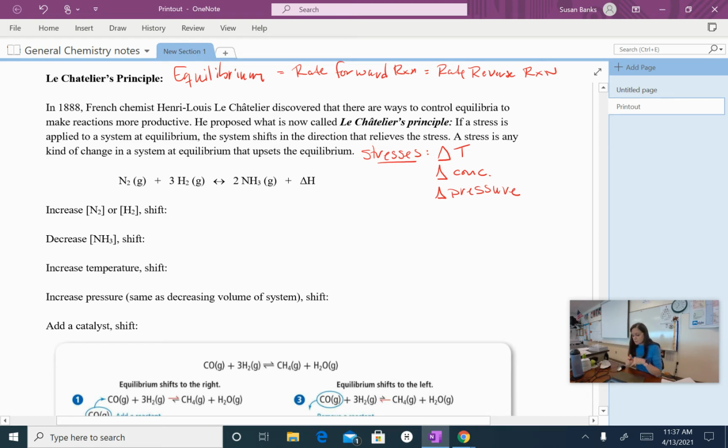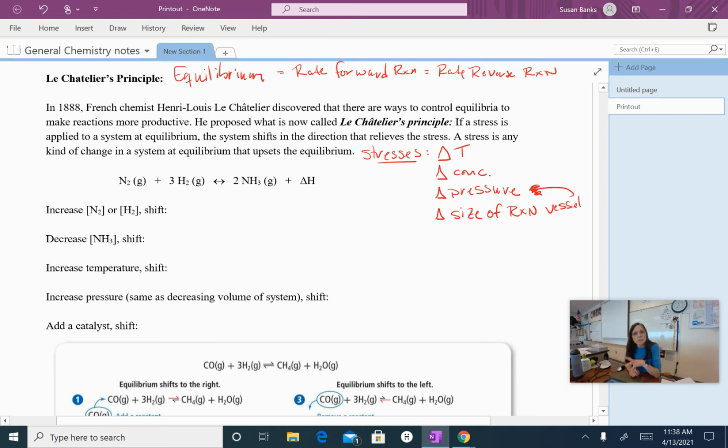And we can change the concentration, we can change the temperature, we can change the pressure, we can change the size of the reaction vessel, and that really changes the pressure. These are primarily the things that we can do. We can raise or lower the temperature, we can increase or decrease the concentration, we can increase or decrease the pressure, and we can increase or decrease the size of the reaction vessel, which also changes the pressure.